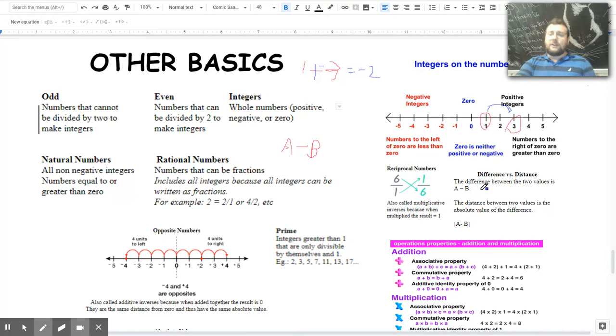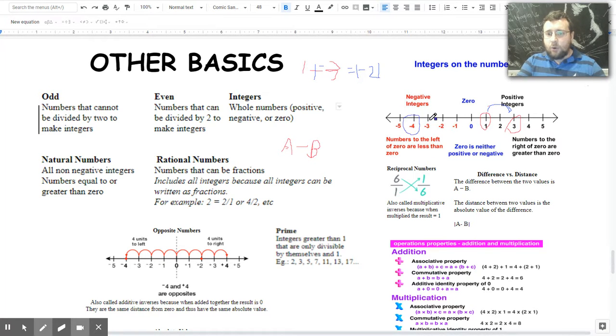So in other words, the distance is kind of like the absolute value of that difference. So the distance is the absolute value of the difference. There can be no such thing as a negative distance because it's just the space between two numbers. Right, let's do another one as an example.